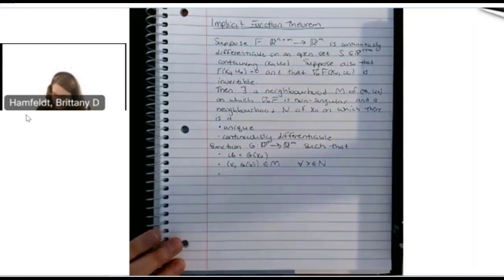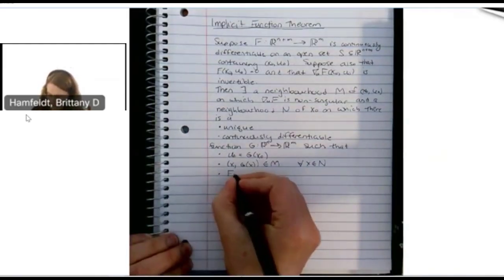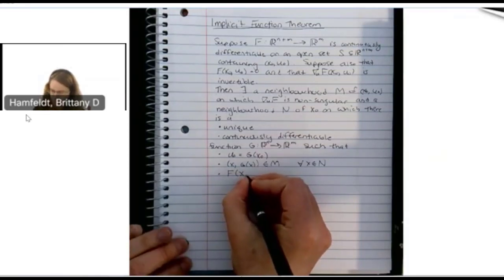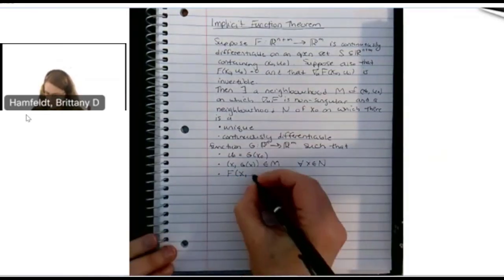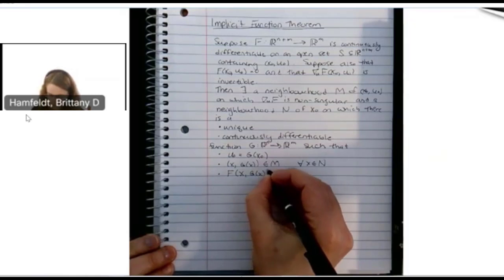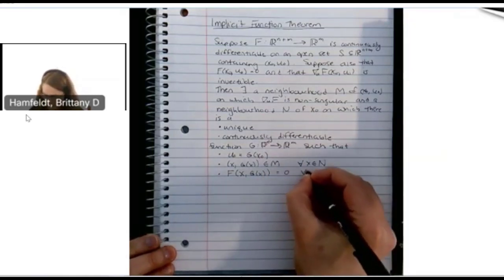And then the biggest thing that we wanted, the whole goal, was we're trying to solve f equals 0. This function is going to do that for us. If we plug in x and then we replace u by this g of x function, indeed we're going to get 0.